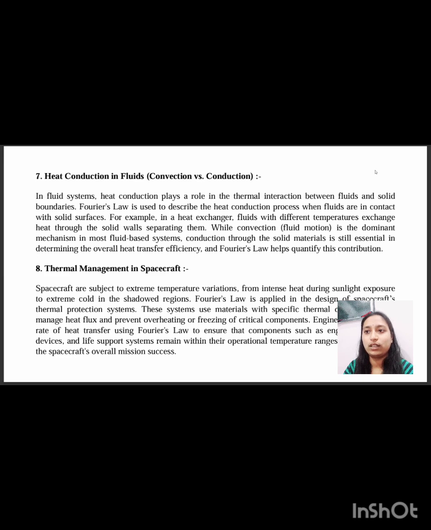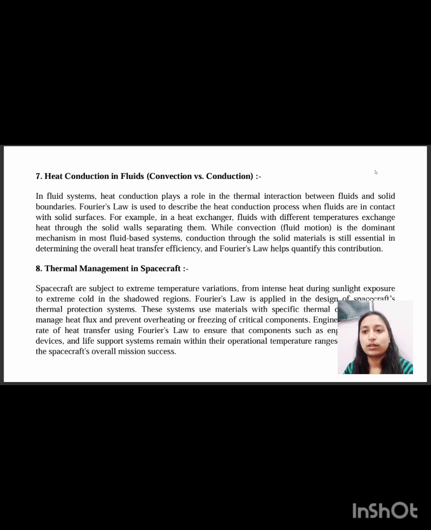For example, in a heat exchanger, fluids at different temperatures exchange heat through the solid walls separating them, while convection, or fluid motion, is the dominant mechanism in most fluid-based systems. Conduction through the solid materials is still essential in determining the overall heat transfer efficiency, and Fourier's law helps quantify these contributions. So the eighth one, thermal management in spacecraft.